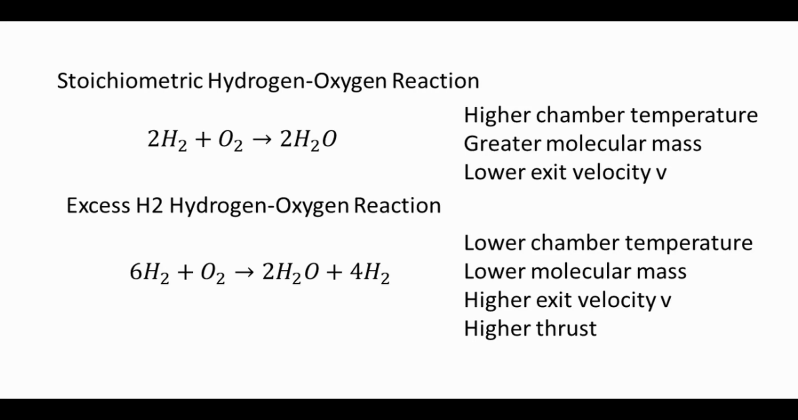A calculation with 6 moles of H2 for every 1 mole of O2 will result in a lower chamber temperature than the 3500 K we calculated in my example of 2 moles of H2 for every mole of O2, but not too much lower, maybe a chamber temperature more like 3200 degrees Kelvin.